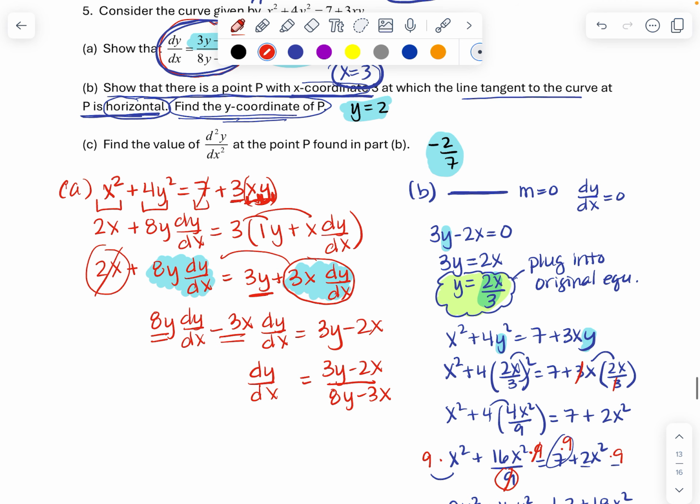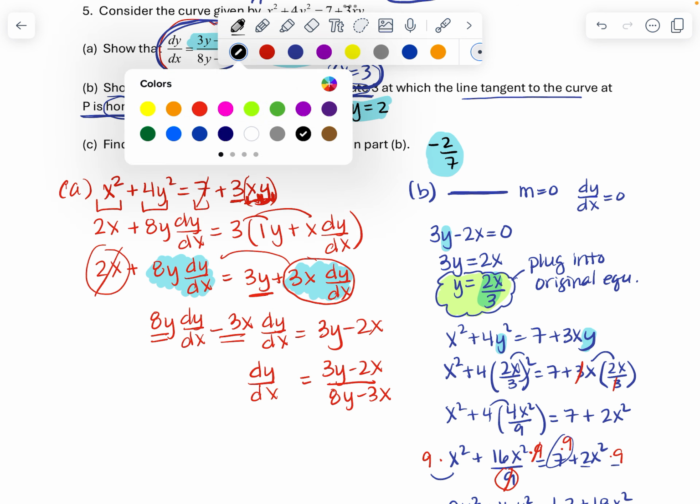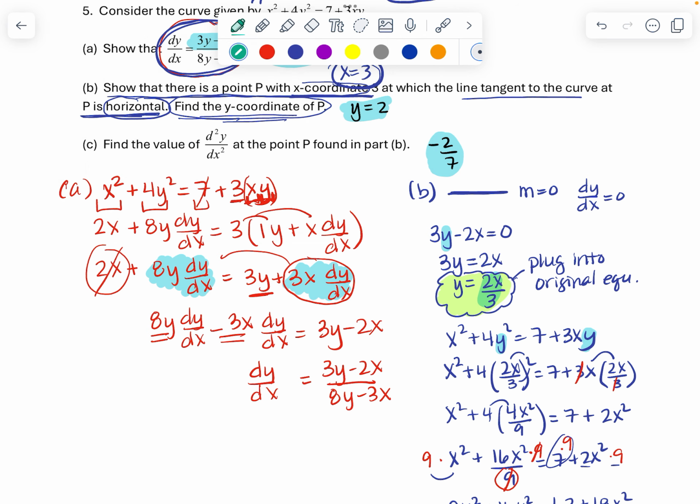All right, now part C. What color should we do this in? Don't know. Let's pick a new one because I'm kind of bored of these colors. How about like this lime green? I don't even know if that's lime green, but whatever. All right, find the second derivative at the point P found in part B.